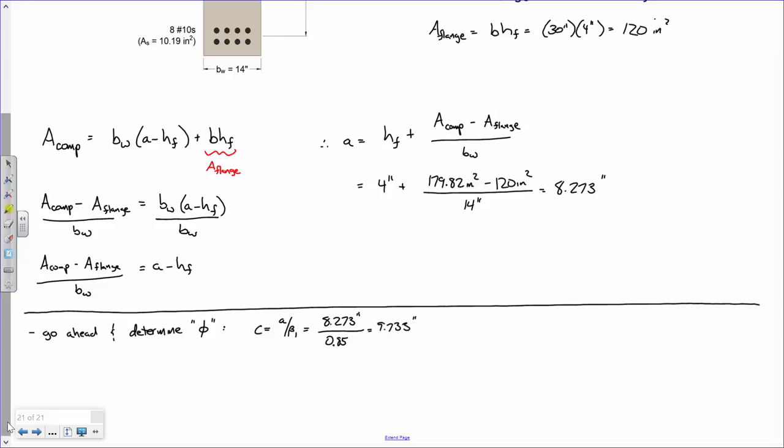Okay. Now our strain is 0.003 times D minus C over C. So that is 0.003, what was D? 30 inches, minus 9.733, over 9.733. So what does that come out to be? 0.006. Give me a couple more.